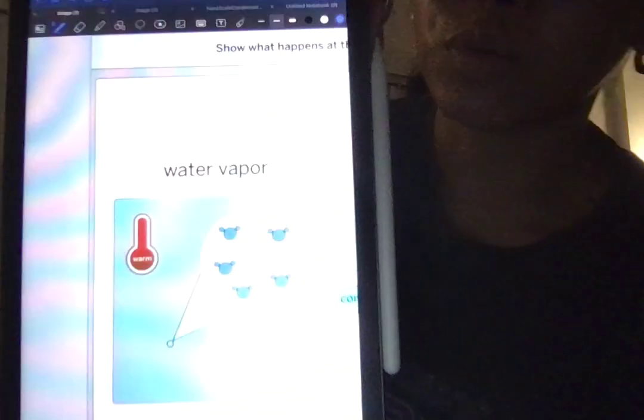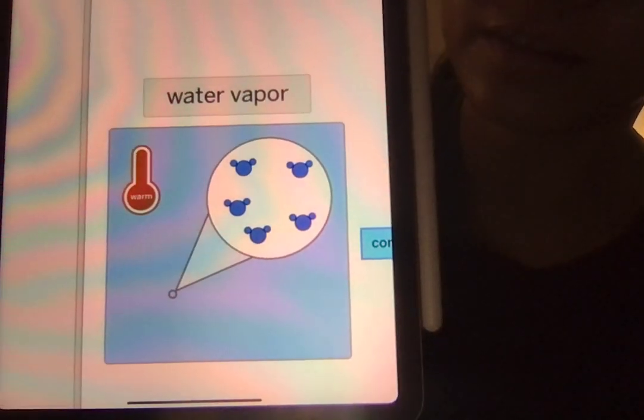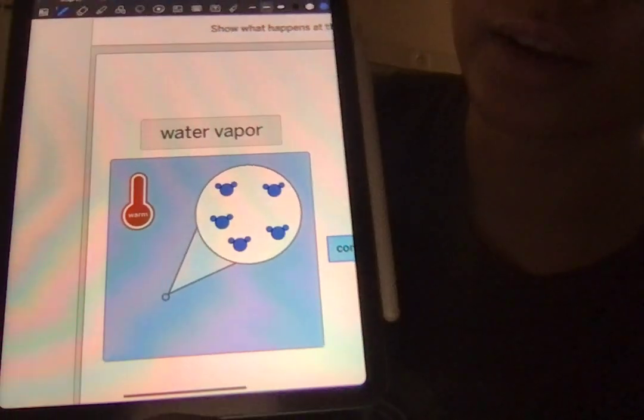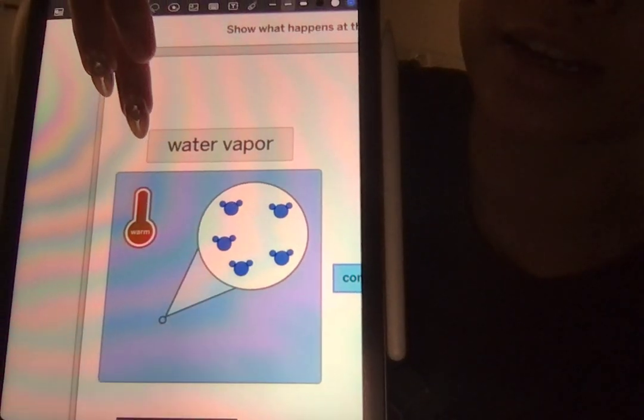So molecules are far apart in water vapor and close together in liquid water, which is the following question. When the temperature is colder, molecules are in the liquid phase, and warmer when molecules are in the water vapor phase. So this is actually a picture of what the water molecules look like when they are water vapor. And as you can see here, it says that it is warm.